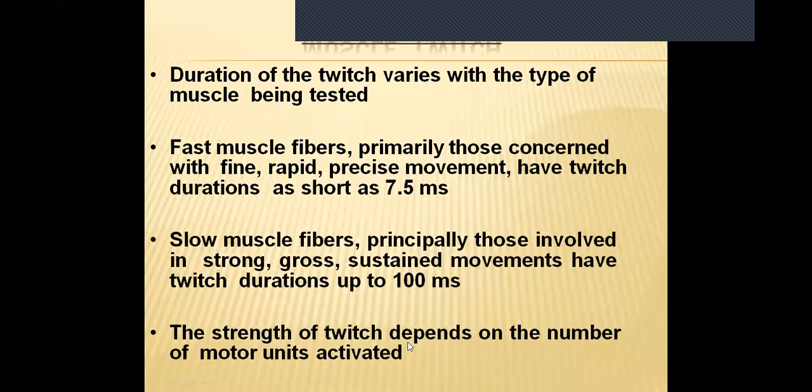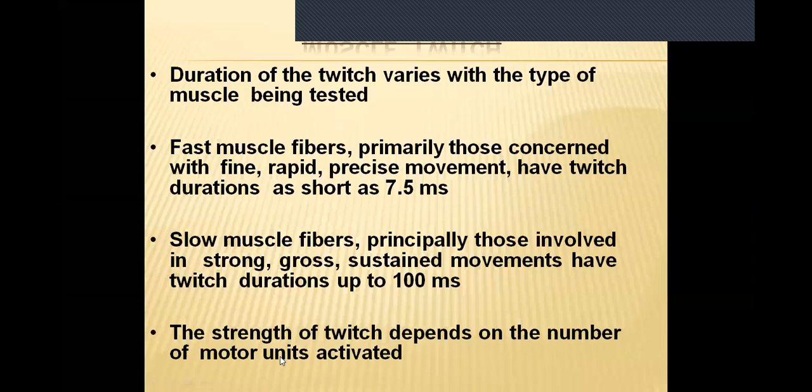And the strength of the twitch also depends on the number of motor units activated. As I have already told, one motor unit consists of a single muscle fiber and a single nerve fiber that are connected to each other. So if many motor units are activated, a lot of strength will be generated by the muscle contraction. When you are doing light work, only some motor units will be activated. When you are doing hard work, almost all motor units in your muscles will be activated.